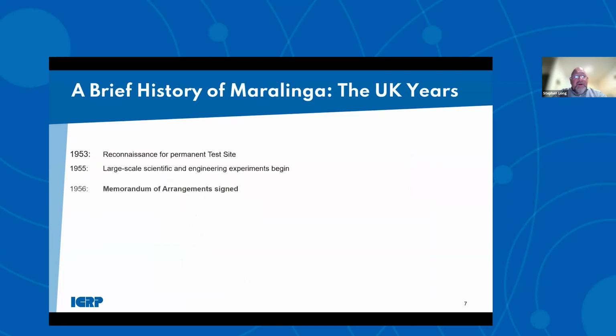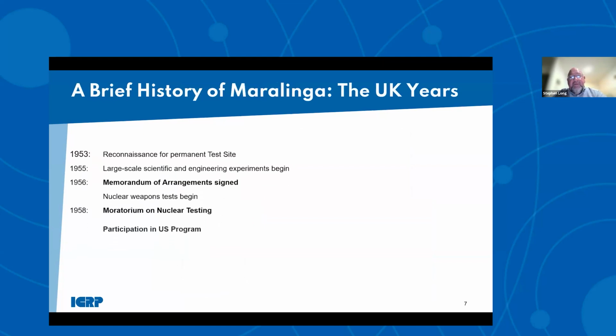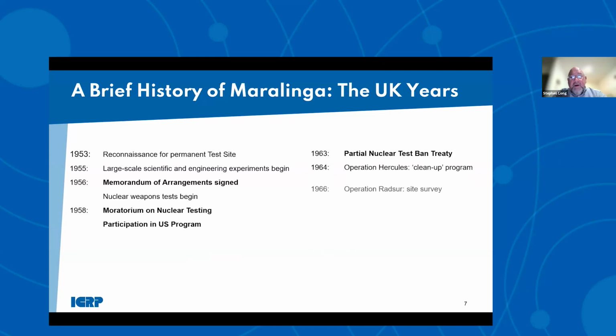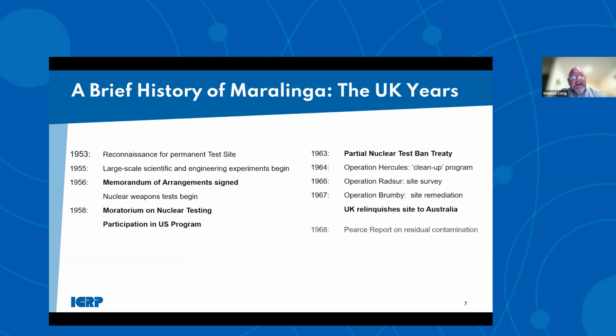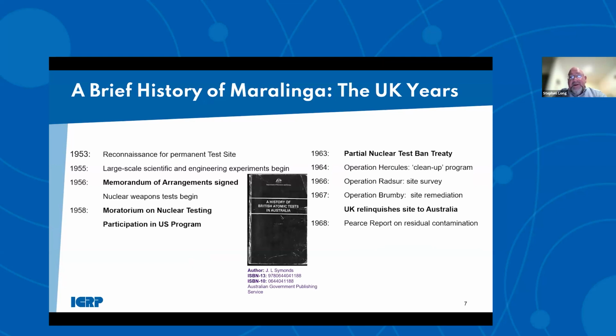Just to give you a brief background, which will highlight some of the aspects of the technical group's publication. In the 1950s, Britain was looking to its Commonwealth partners for assistance in developing its weapon program, having been kicked out of the US program at the end of the Second World War. In 1956, they signed a memorandum of arrangements with Australia to enable a permanent test site at Maralinga to be established. However, in 1958, there was the moratorium on nuclear testing as public concern grew about global fallout. And also in that year, Britain was allowed back into the US program.